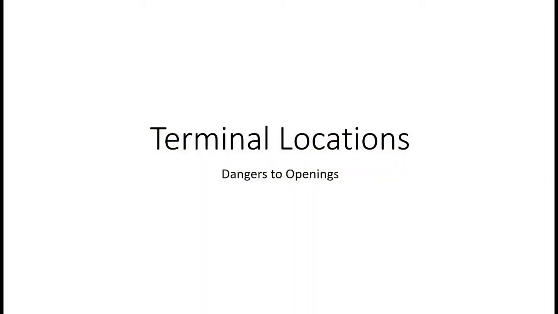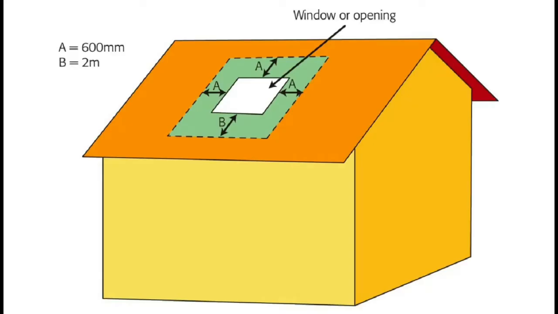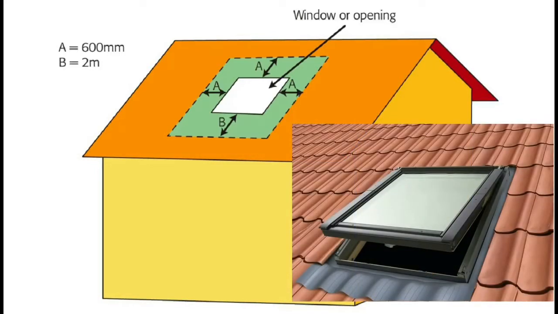Terminal locations: the dangers to openings in a building. There are several openings that can be present in a building: doors, windows, and what we call velux windows in the roof. In reality, a velux window looks like that.